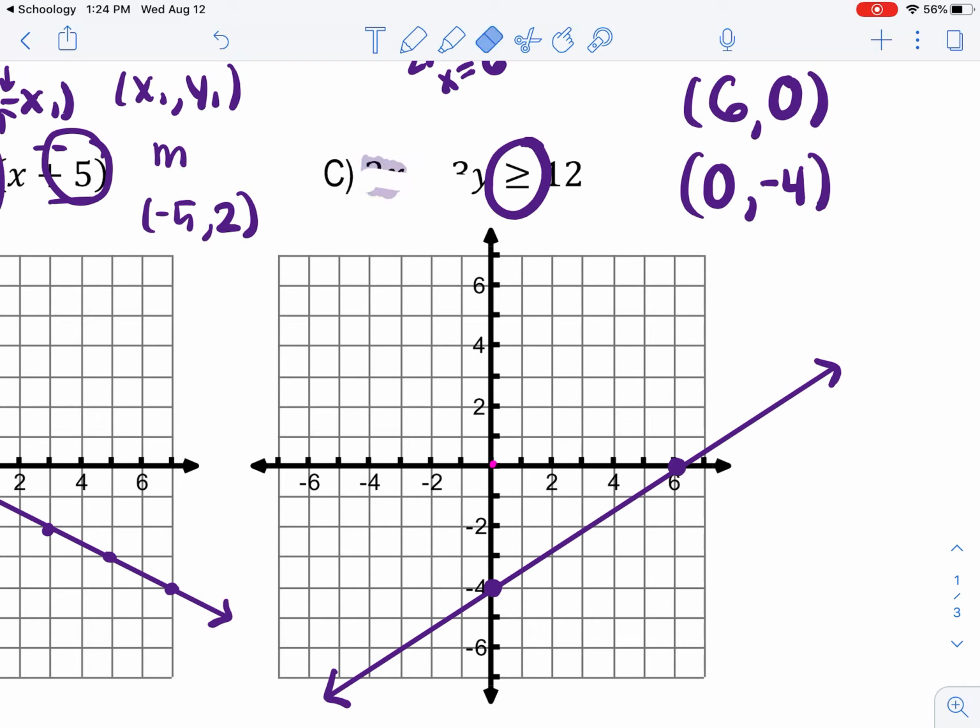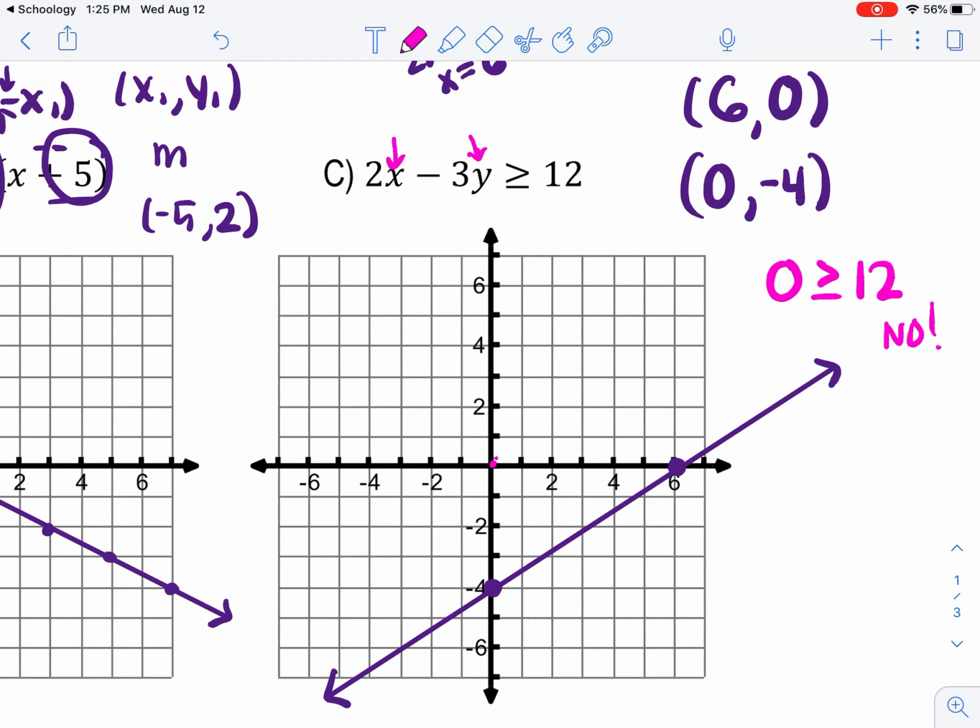I'm going to plug 0, 0 into the original here. So if I plug in 0 here and here, okay, I get 2 times 0, which is 0, minus 3 times 0, which is 0. So I get 0 on that side is greater than or equal to 12. Is 0 greater than or equal to 12? No. That means that 0, 0 is not a solution.